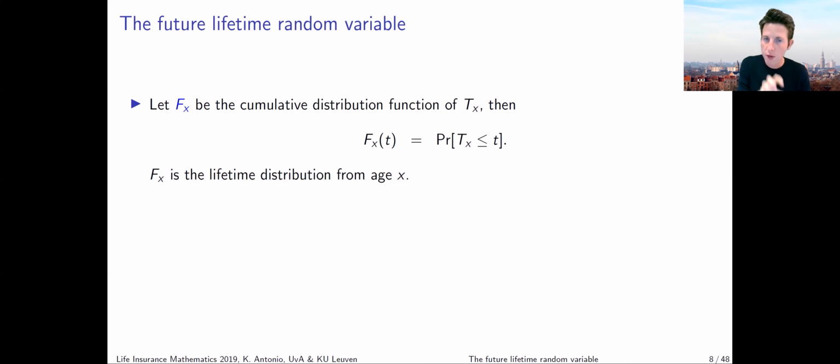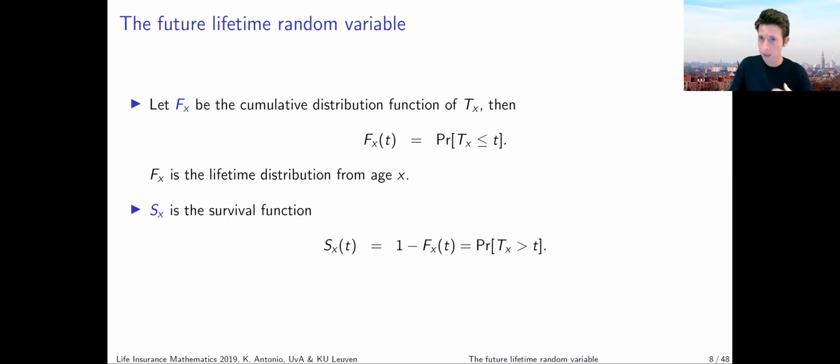We're going to denote with F_x the cumulative distribution function of T_x. So F_x evaluated in t is the probability that T_x is less than or equal to t. So F_x is my lifetime distribution from (x) on. If I look at the survival function, then you know that that is the complement of the CDF. I'm going to use the notation S_x evaluated in t, and I'm capturing the probability that T_x is beyond t. So these are survival probabilities, whereas the CDF gives probabilities of dying before time t.